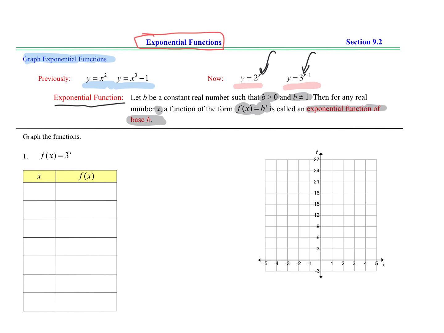Okay, so for number 1, this says f of x equals 3 to the x power. I just want to point out that the 3 is called the base, and then of course the x is the exponent. And what we'll do is explore what this graph looks like by plugging in some values for x, just to get a general idea of what this graph looks like. Since this is greater than 1, this is also considered exponential growth.